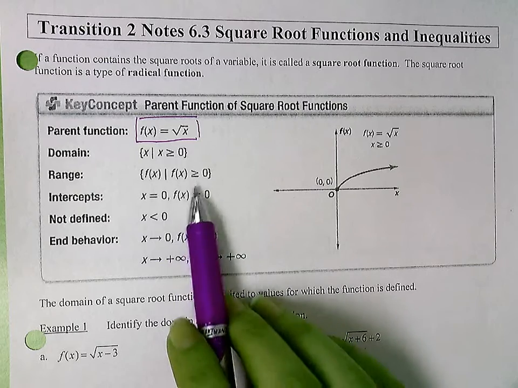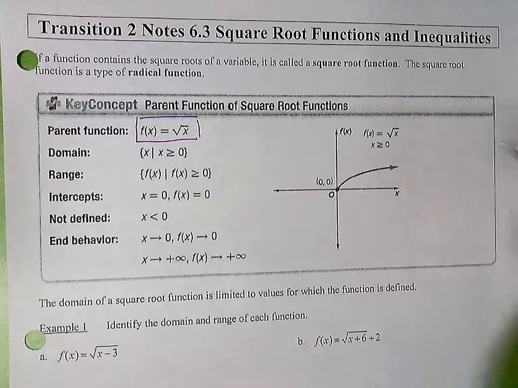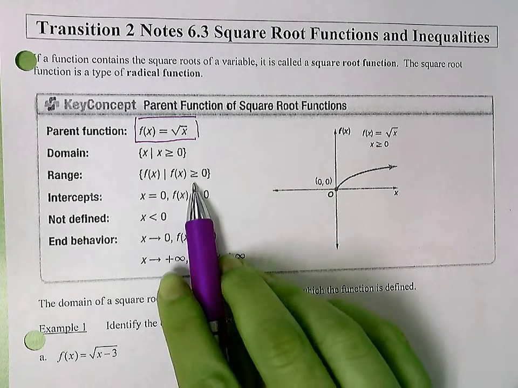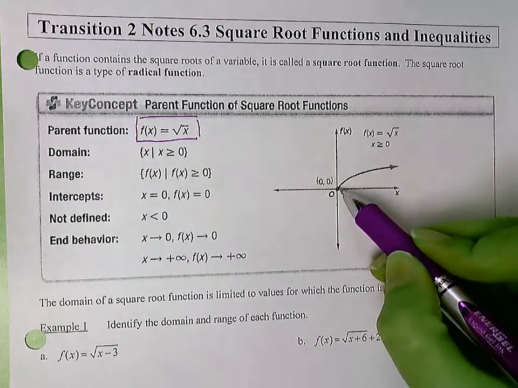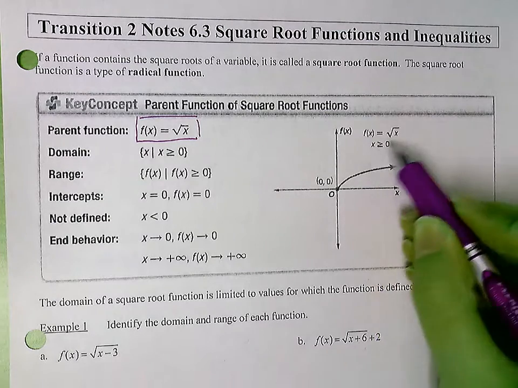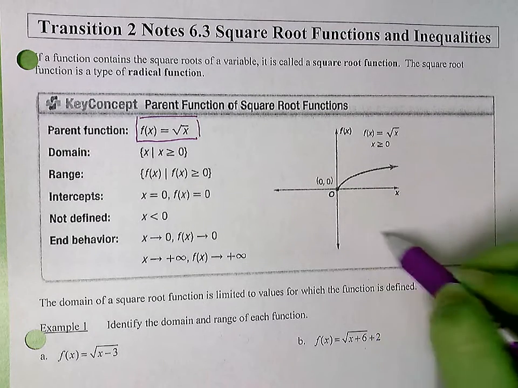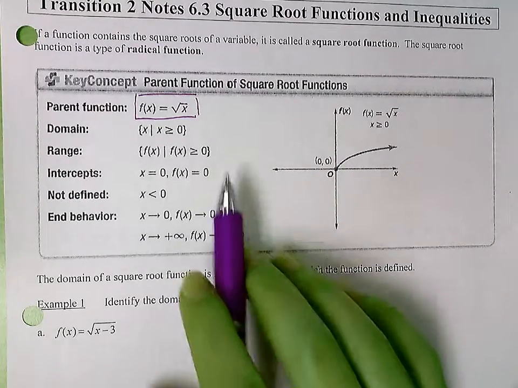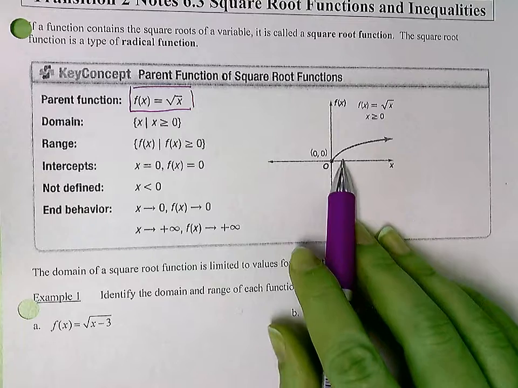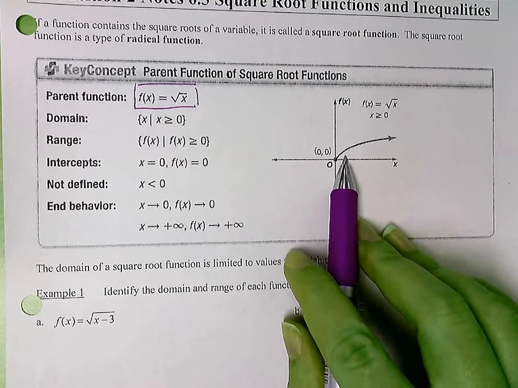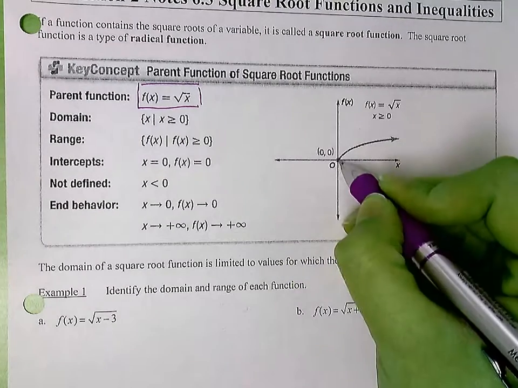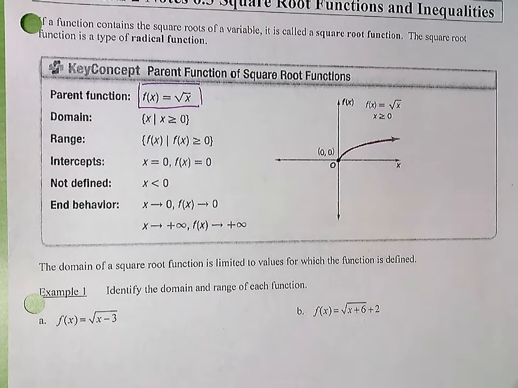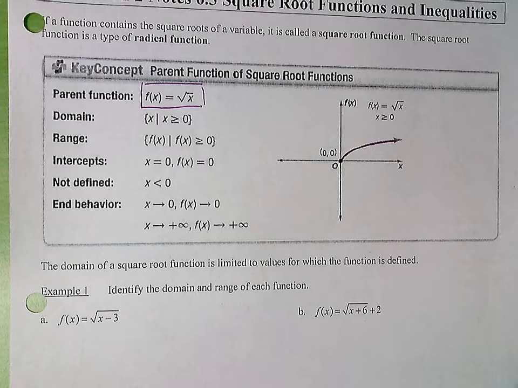Your range will depend on the function you're given itself. In this case, it'll just be greater than or equal to 0. It rises up. If it was flipped, it'd go down, so it'd be less than. So this is what your parent function looks like for a square root. Hits 0, 0, and goes out this way.